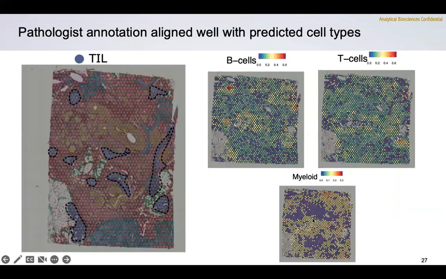We also integrated histology into our study. We had a pathologist annotation ahead of time, and eventually we compared the pathologist annotation with our SPOTlight annotation. On the right is the pathologist annotation. The blue regions are TIL, or tumor-infiltrating lymphocytes. Those blue regions align well with the regions where we got the highest score for B cells, T cells, and myeloid cells.